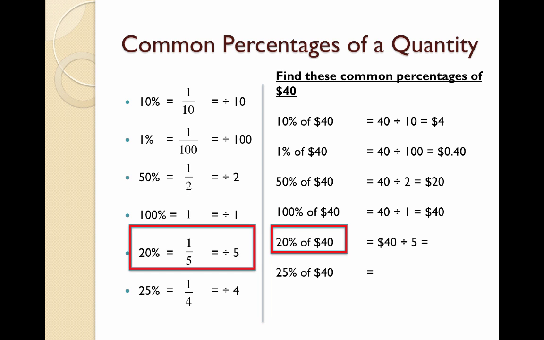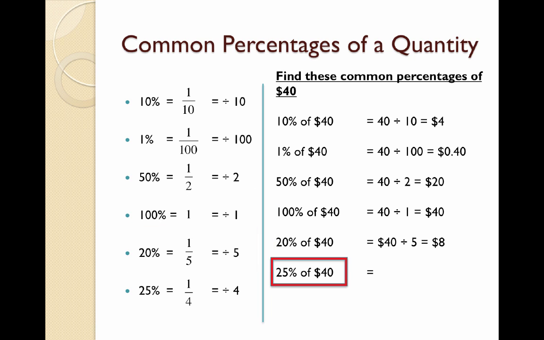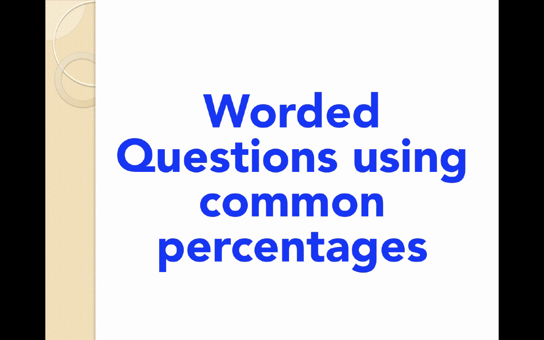20% is 1/5, so I'm going to divide by 5, and that gives me $8. And then finally, 25% is 1/4, so I'm going to divide 40 by 4 and get $10. These are all common percentages we need to learn and remember. So what about some worded questions that use our common percentages?